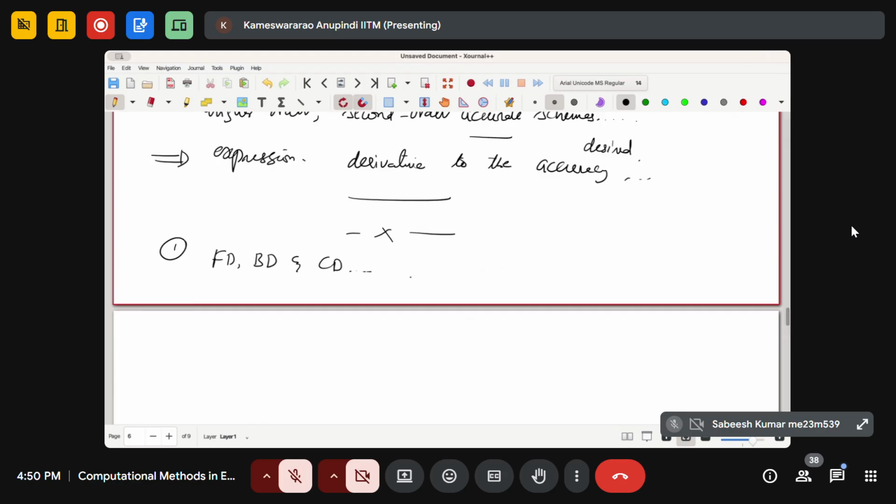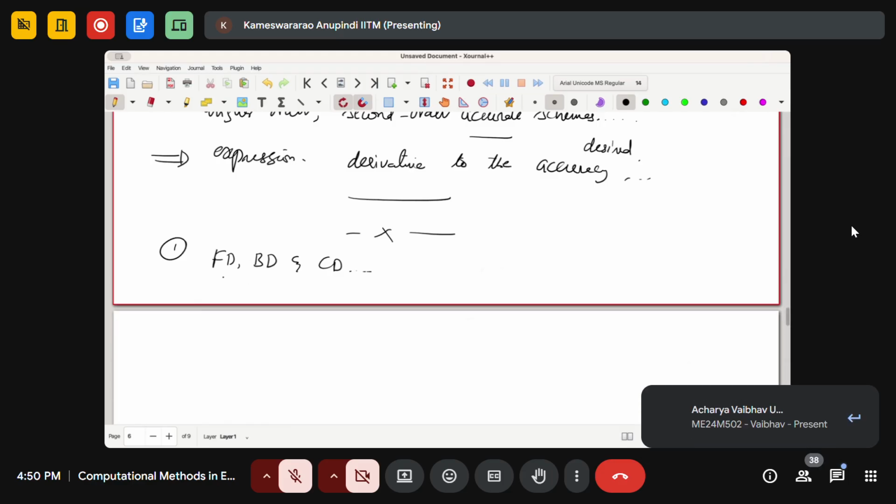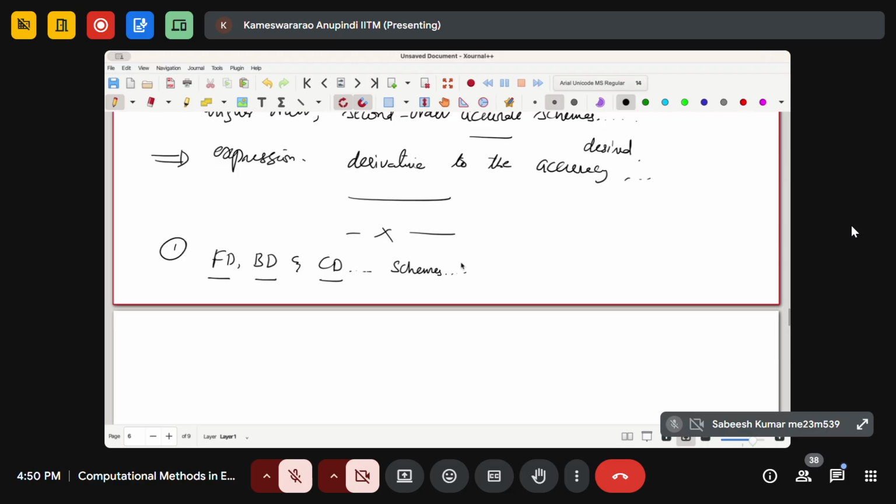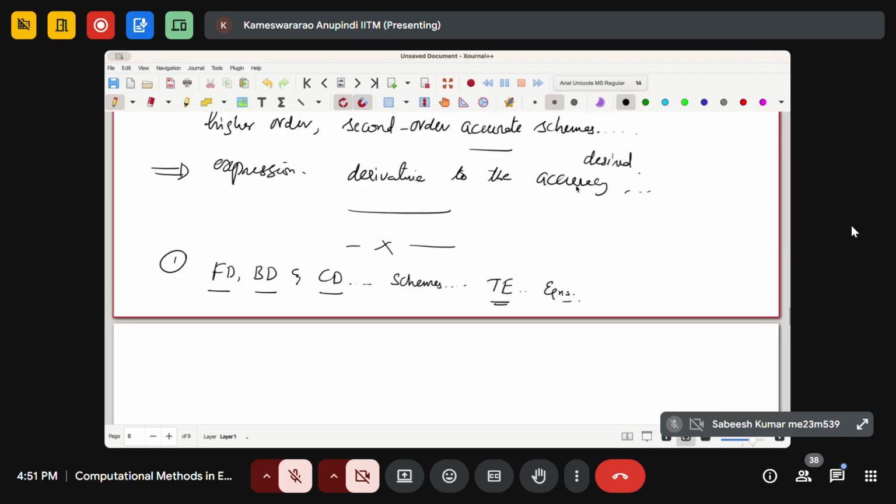Going forward, in tomorrow's lecture we're going to look at how to obtain expressions for these derivatives to whatever order of accuracy we intend, using forward differencing, backward differencing, and central differencing schemes. That is what we're going to do in tomorrow's class, and then move forward to calculation of truncation error for certain equations. Okay, then I'm going to stop here. Any questions, anybody?